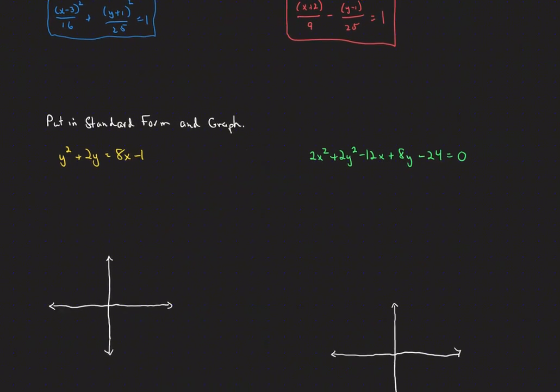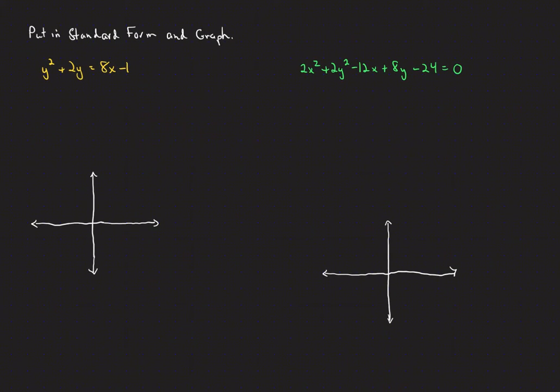Okay, let's put into standard form and graph. So what we notice here is that we have a y squared but no x squared. So we're going to write this in the form x equals a times (y minus k) squared plus h, getting x by itself. So I'm going to add the 1 to the other side. So we got 8x is y squared plus 2y plus 1. Actually, I'm going to write it not in this form, but just as ay squared plus by plus c. I think that's a little bit easier.